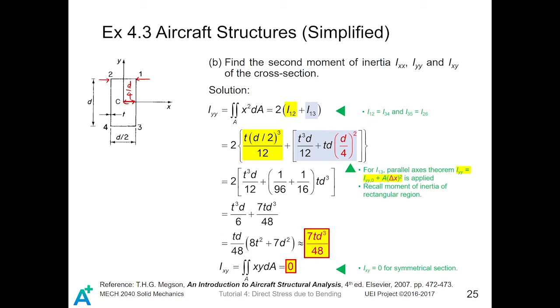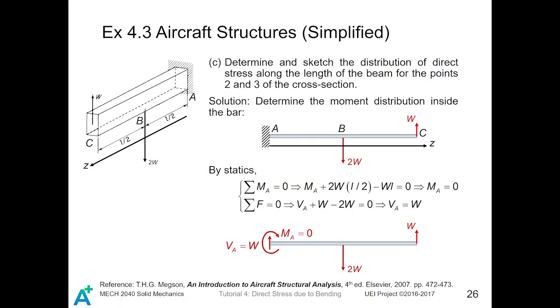For the rectangular cross-section, Ixy is very simple, since the cross-section is a thin-walled rectangle, which is axially symmetrical. That means the integral of xy dA over the entire region A equals 0 by symmetry. Now let's determine and sketch the distribution of direct stress along the length of the beam for different points.